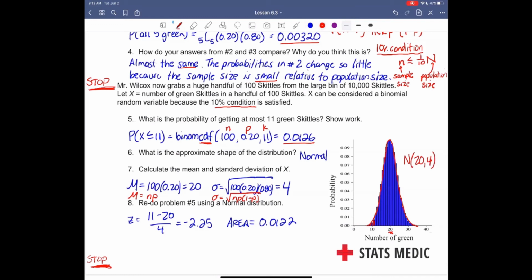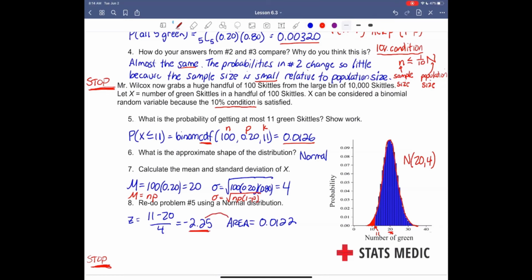So now number 8 says redo problem number 5 using a normal distribution. Well, in problem number 5, we found the probability of getting 11 or less green Skittles. We could definitely just use a normal distribution and find the area of that red shaded region there. And we've done lots and lots of practice with finding area under a normal distribution. We do that by finding a z-score, which tells me here that it is 2.25 standard deviations below the mean.